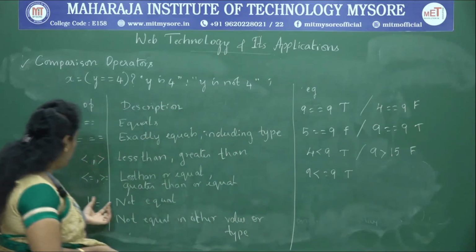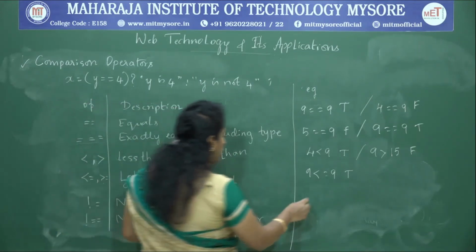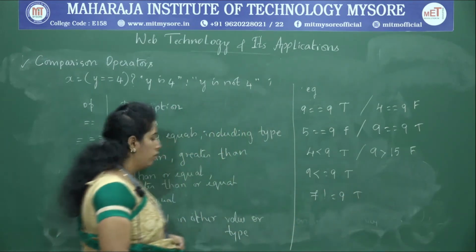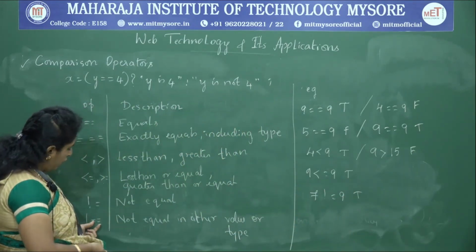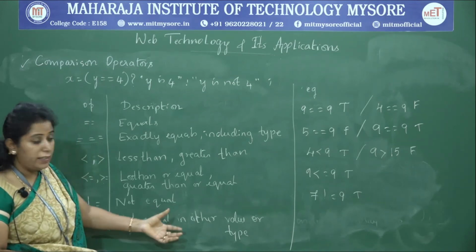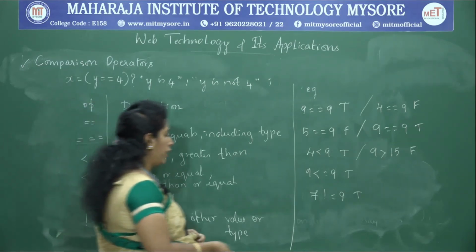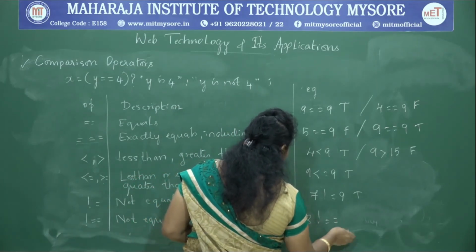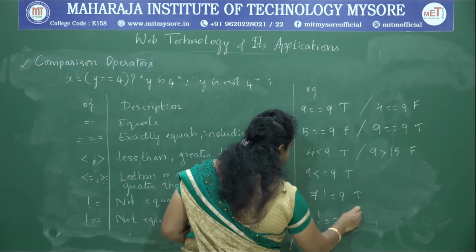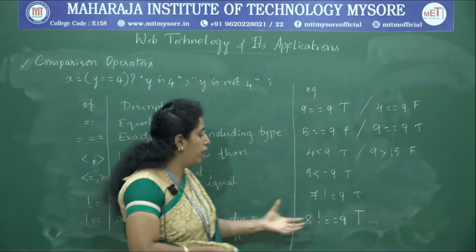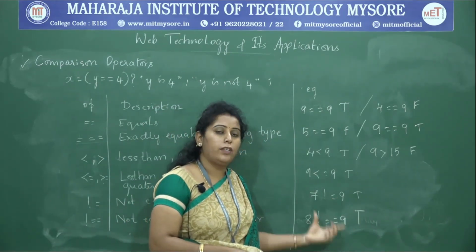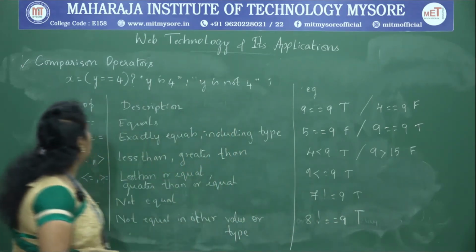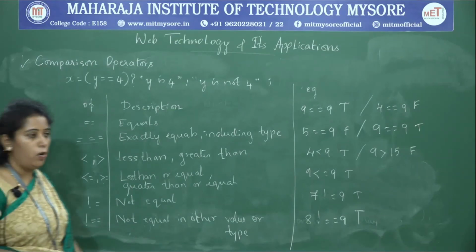Likewise, not equal to. For example, 7 not equal to 9. Yes, it is true. Then the strict not equal to. This checks not equals in either value or type. For example, 8 not equals to 9. So this is true only. It should be not same in value and also in terms of type. Okay. So this is about comparison operators.